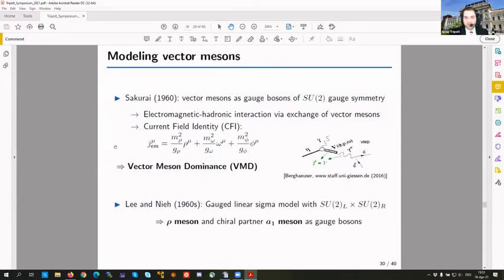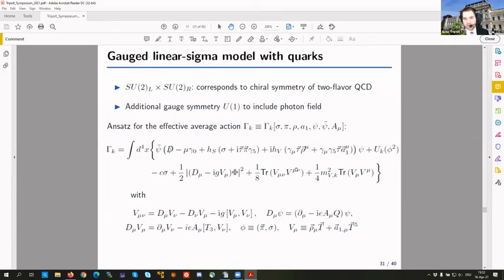It was later extended by Lee and Nee in the 1960s, who not only treated the rho meson, but also its chiral partner, the A1 meson, as gauge bosons of this SU(2) left times SU(2) right symmetry. And this is basically what we did a few years ago. So we used a gauged linear sigma model with quarks. So we introduced rho and A1 mesons as, so to say, gauge bosons of an SU(2) left times SU(2) right symmetry. We also introduced the photon field.